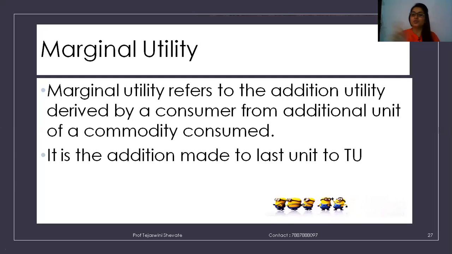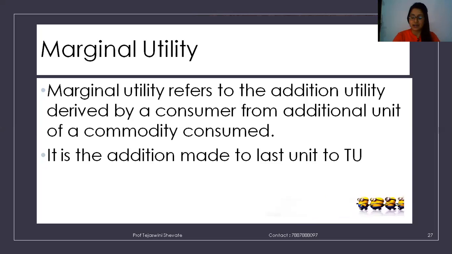One additional unit you consume, one additional mango you consume, what could be the utility derived from this one extra commodity that you consume? So marginal utility refers to the additional utility which you are deriving, because you are consuming an additional unit of this particular commodity. So it is an addition made by the last unit to the total utility.